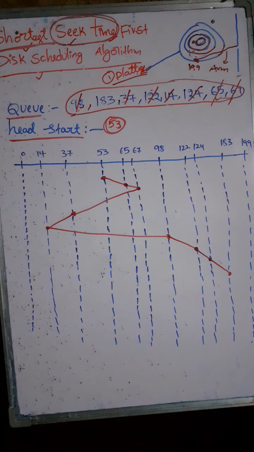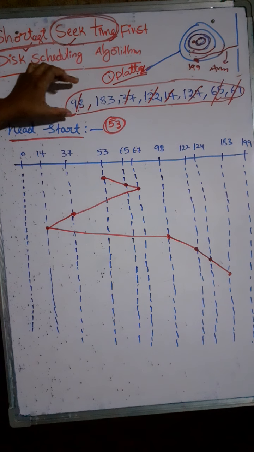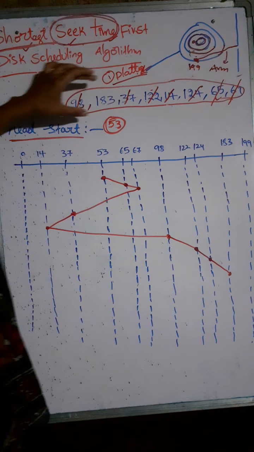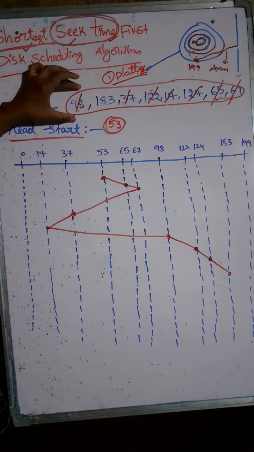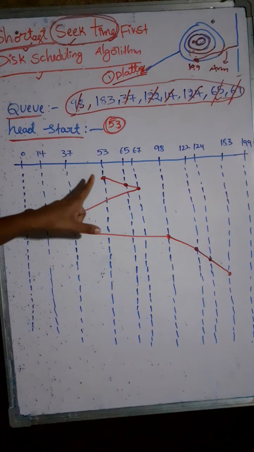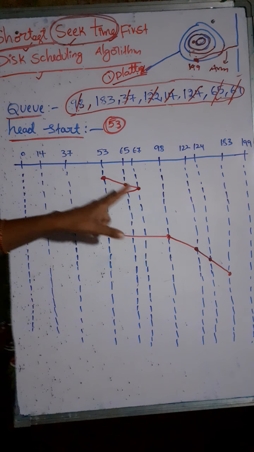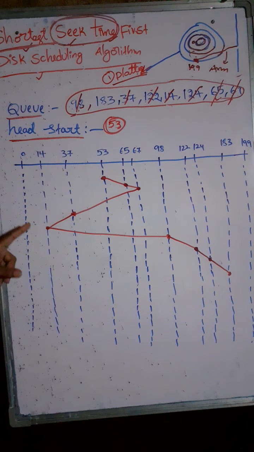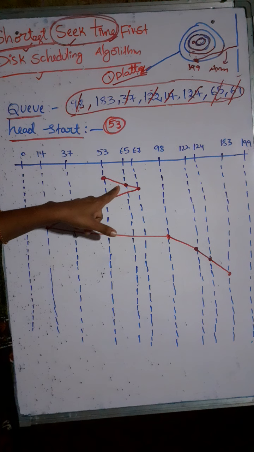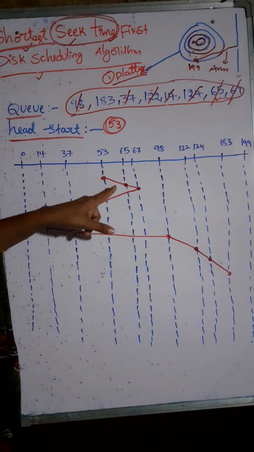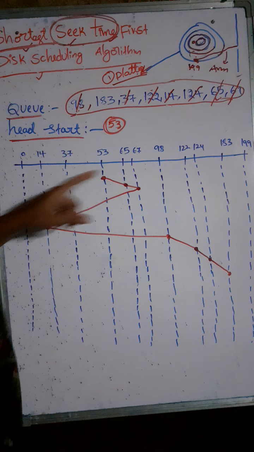So that means in the shortest seek time first disk scheduling algorithm, it selects the request among all the available requests which has the shortest seek time. If you observe, we are at 53. All the other requests take more seek time compared to 65. 65 takes the least seek time, so first it serves the 65 request.